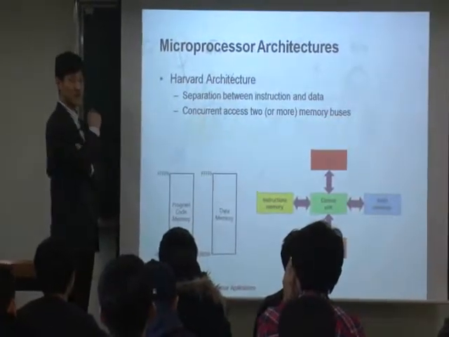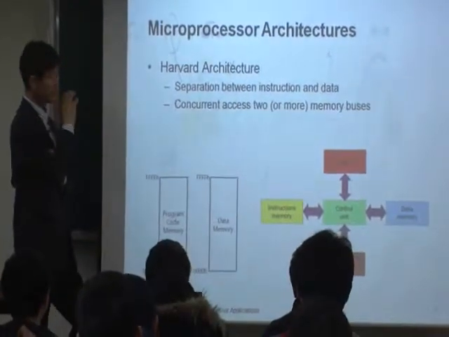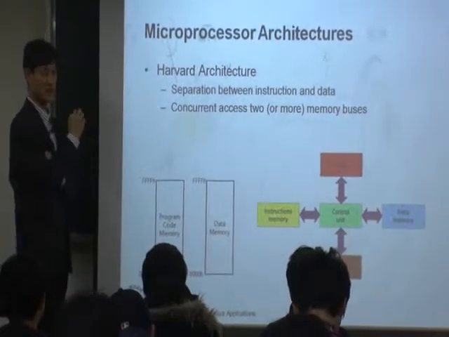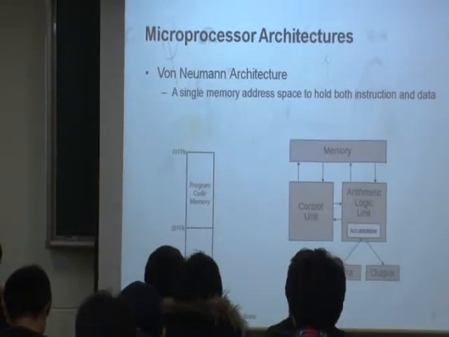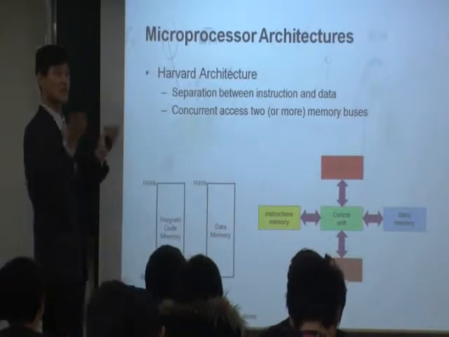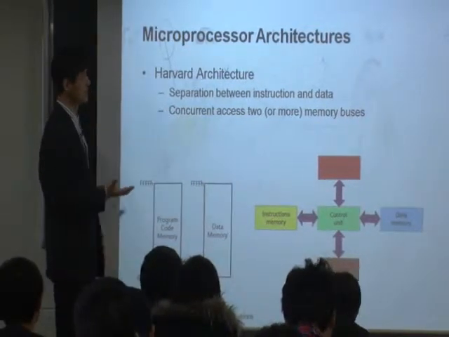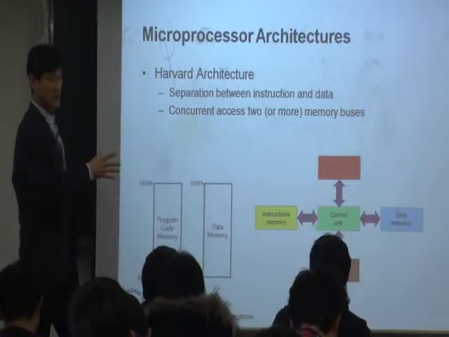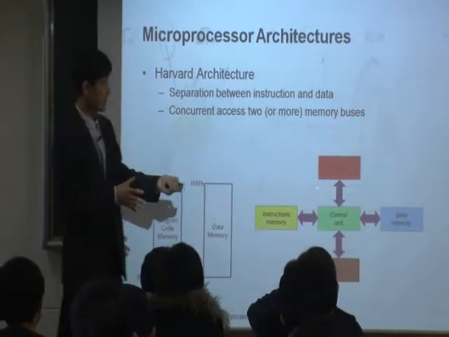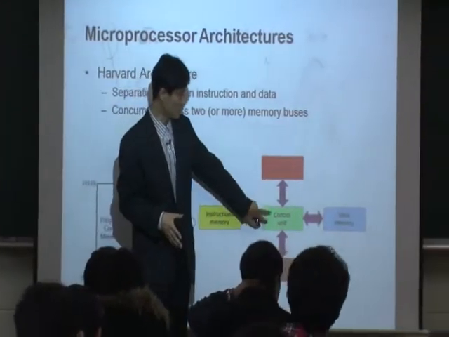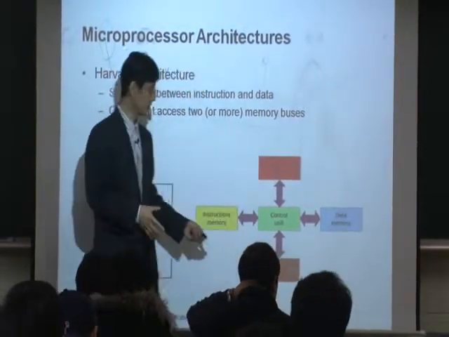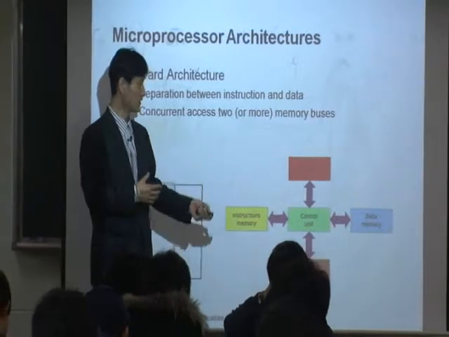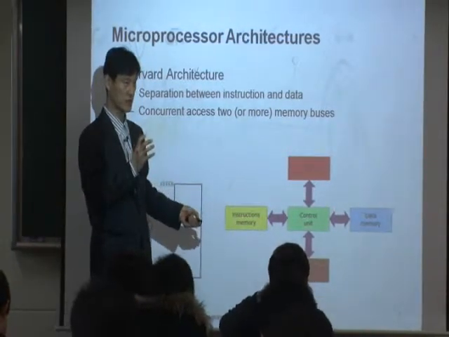Okay, so let's see. We have two different architectures in microprocessors. First is the Harvard architecture, and the second is called the von Neumann architecture. So let's see what they are. This is the general architecture of the microprocessor. In the Harvard architecture, let's say this is a control unit. We have an arithmetic logic unit, and we have an input-output, right? These three are the basic parts of your microprocessor.